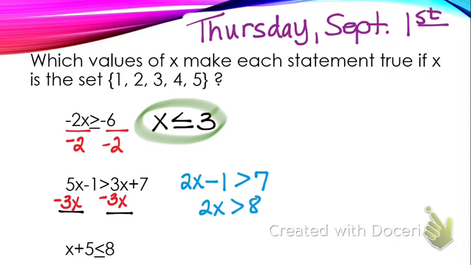What's the last step? So x is greater. Do I have to flip it? Would it be greater than or less?